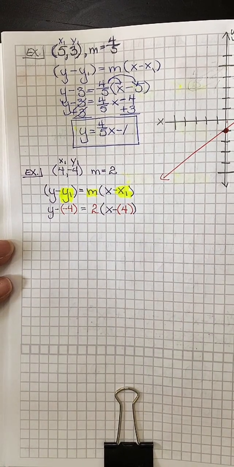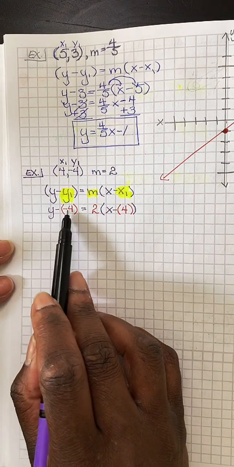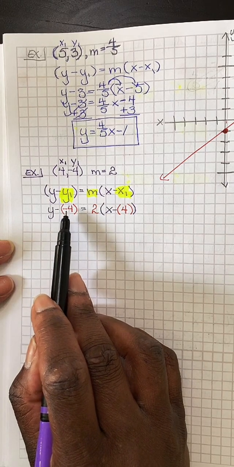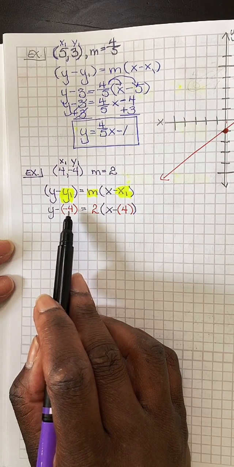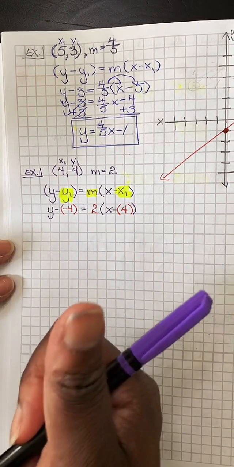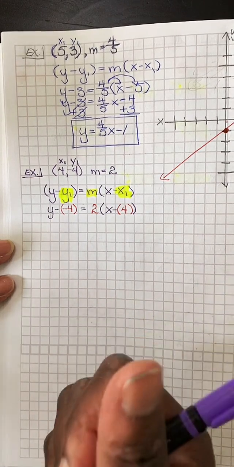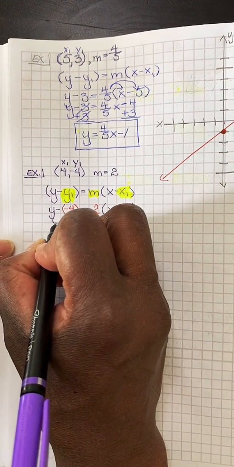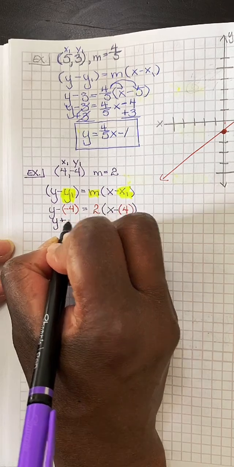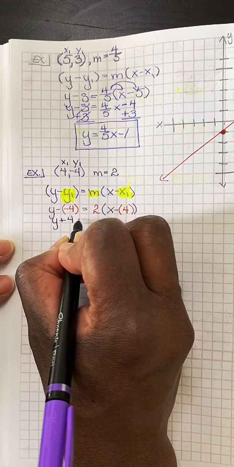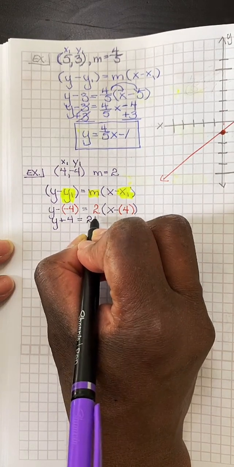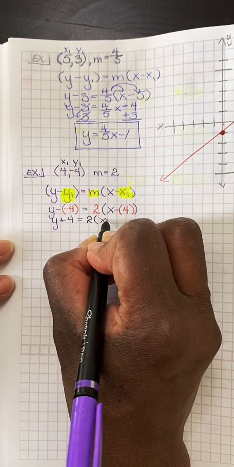Because you are correct. Yes, Janice, yes. Okay. When you minus a negative, it turns positive. Think about it. When you multiply negative times negative, it turns positive. When the signs are the same as when you multiply, your answer is always going to be positive. So here, you're going to have y plus 4 equals, now you got your 2 times x minus 4.